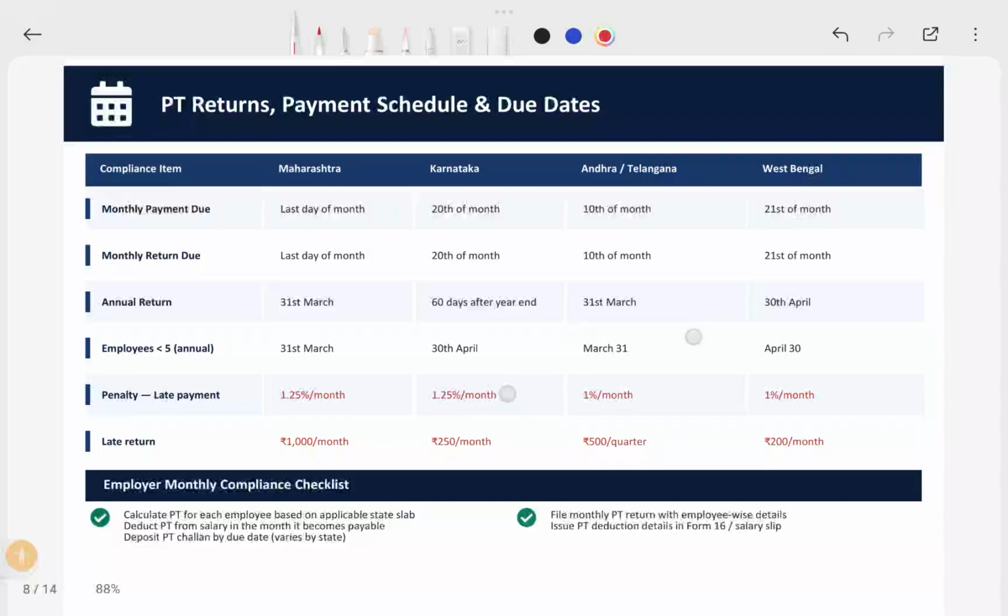So these are the due dates. In monthly payment dues, you have to pay on the last day of the month. But in Karnataka, you pay by the 20th. In Telangana, you need to pay by the 10th of the next month. Andhra Pradesh also. But in West Bengal, by the 21st of the next month. So for monthly returns, it is by the 20th, the 10th, and the last day. In Maharashtra there are a few different due dates, and in Telangana some different dates. So each state has different due dates, for annual returns also.